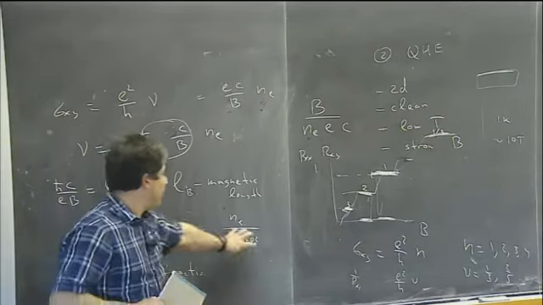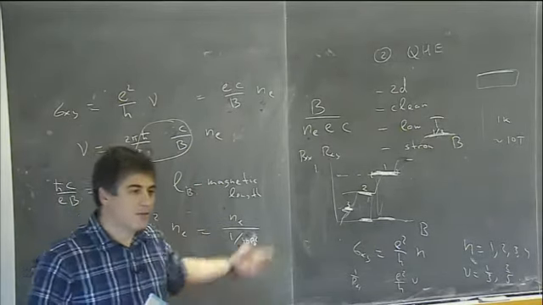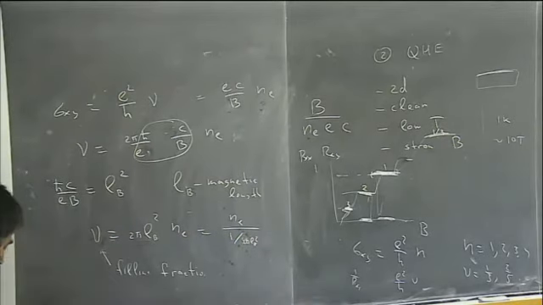So if it's a multiple of this, we call it the integer Hall effect plateau. If it's a fraction, we call it the fractional Hall effect.